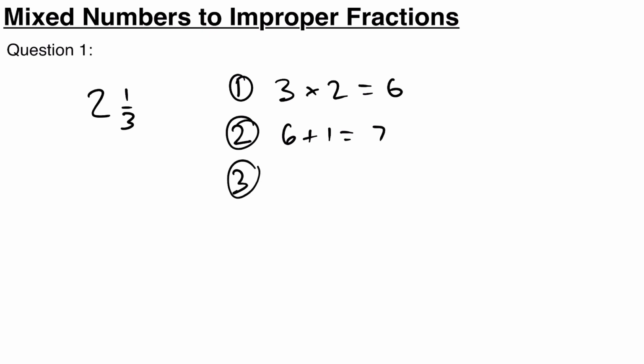And then our final step, or our third step, is going to be to write a fraction using our final value of 7 as the numerator, and then we're going to use the original denominator as our new denominator. So our final answer is going to be 7/3.